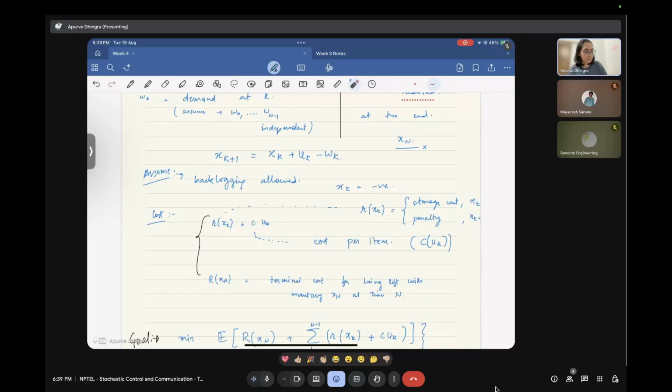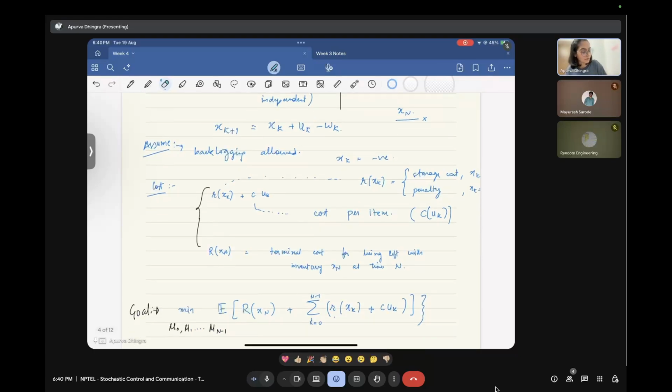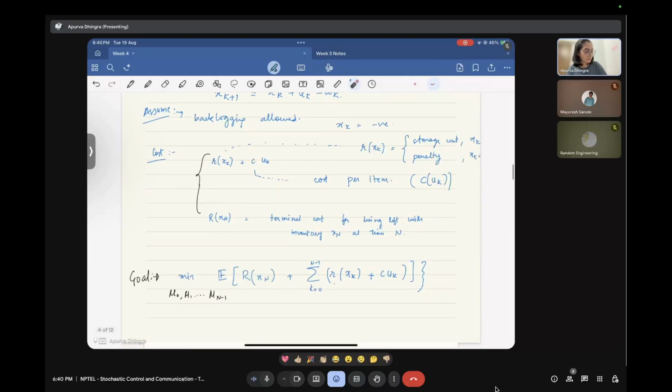Next is, if some order is placed, then what is the per unit cost of the item? Now, typically this cost is taken to be a constant value and it's multiplied by uk, but there is also a possibility that the cost could itself become a function of uk. That if the number of orders placed is more than a certain amount, then you get a wholesale price, otherwise you have to pay a higher price, and so on. Then there is a terminal cost, R of xn, and our goal is to minimize the expected cost after n time steps, which is this.